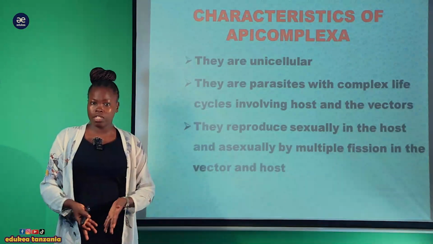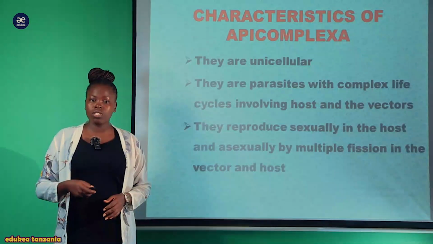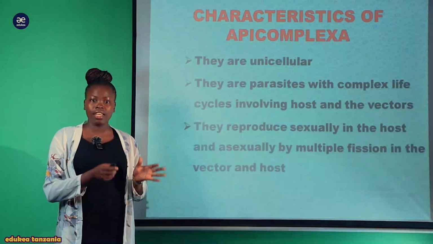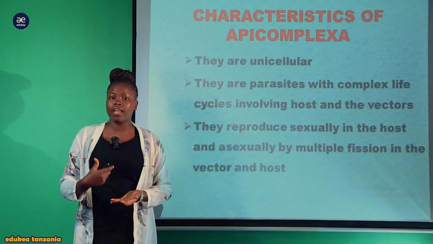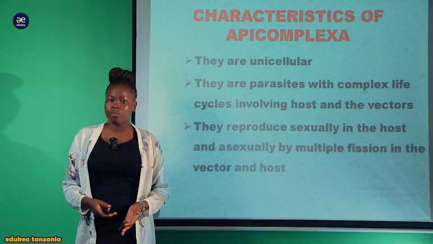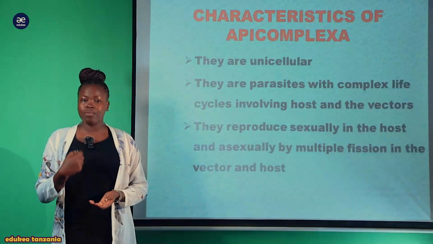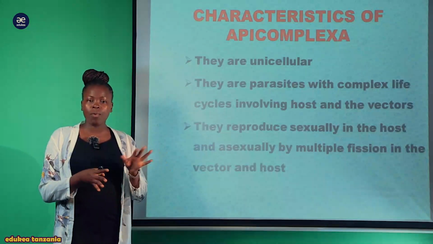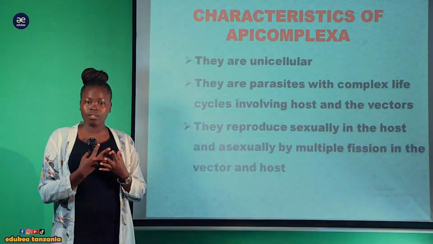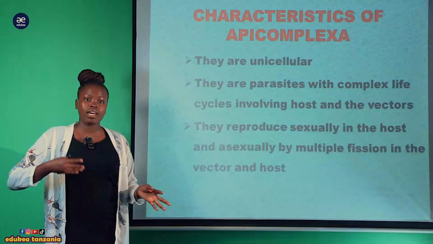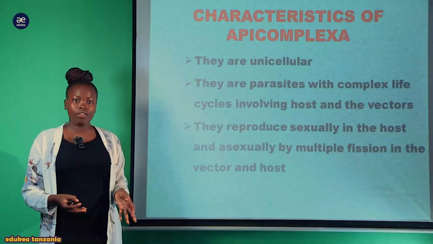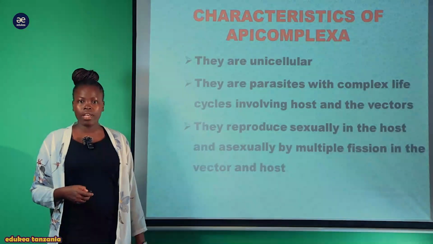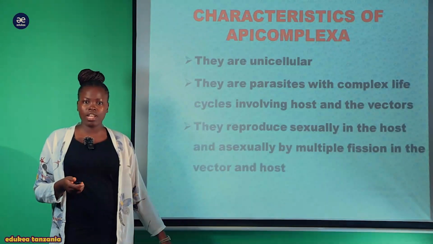Also, they reproduce asexually by multiple fission in the vectors. Vectors ni carrier organism yule ambaye anamcarry Plasmodium. Kwa mfano kwa Plasmodium tuna female Anopheles mosquito ambaye ndio carrier wa Plasmodium. Kwa vile this Plasmodium wakiwa katika female Anopheles mosquitoes, they reproduce asexually by multiple fission. Vile when they are in the host cell, example katika liver of the human being, they undergo this type of asexual reproduction, multiple fission.